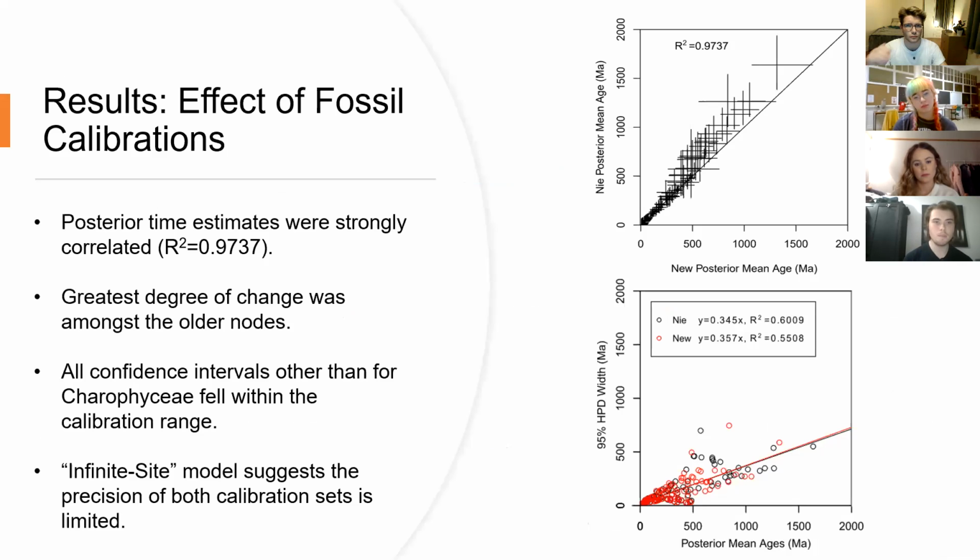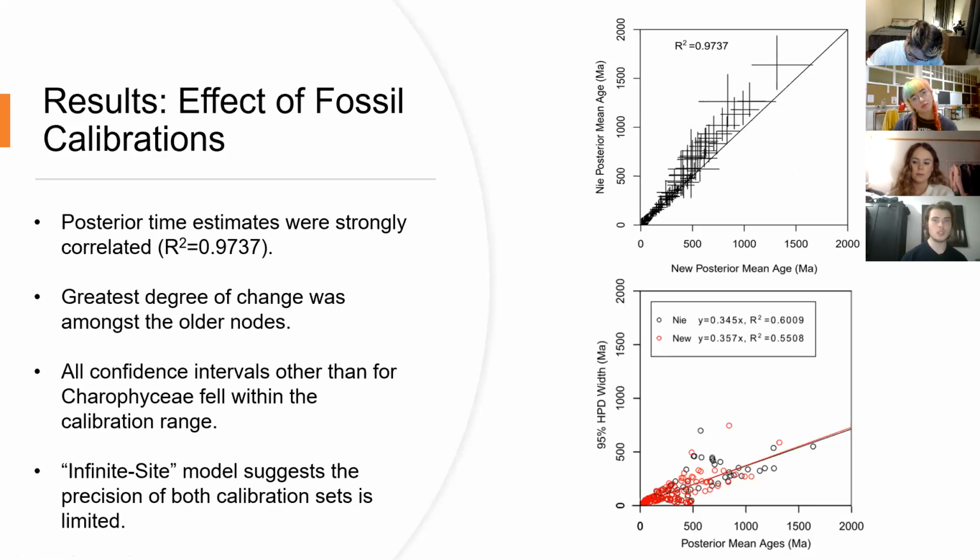So basically, how did changes in the fossil calibrations affect our results? This figure here in the top right is a comparison between our results and those of Nee. The line across the middle, across the center, is an x equals y line. If all the values were equal between the two estimates, we'd expect them all to lie exactly on that line.